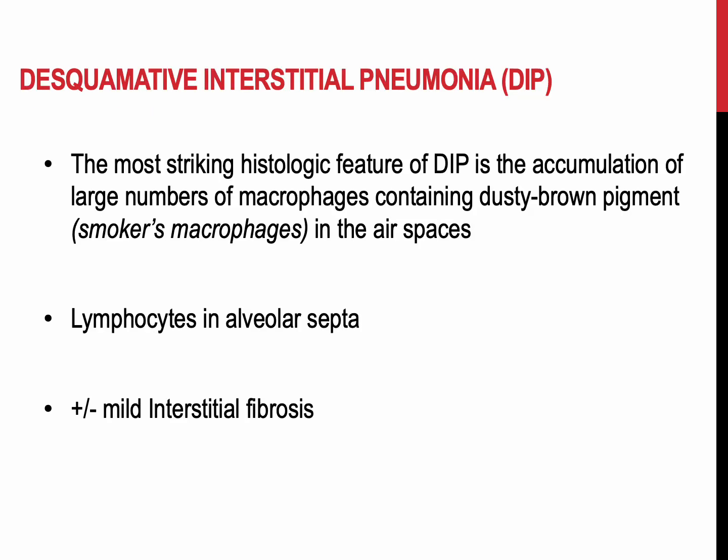The most striking histologic feature of desquamative interstitial pneumonia is the accumulation of large numbers of macrophages containing dusty brown pigment in the air spaces. These pigmented macrophages are called smoker's macrophages. The alveolar septa are thickened by sparse lymphocytes and sometimes fibrosis. The interstitial fibrosis related to desquamative interstitial pneumonia, when present, is considered mild.